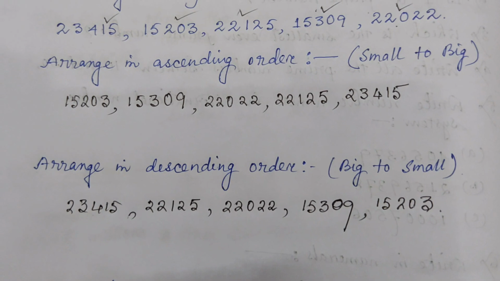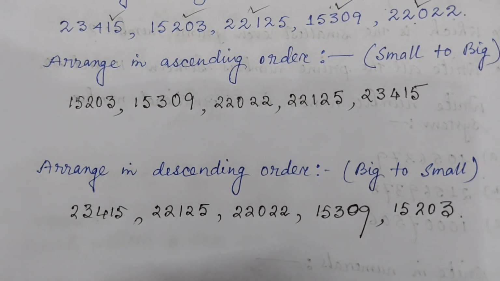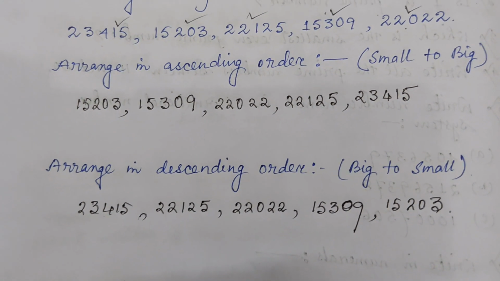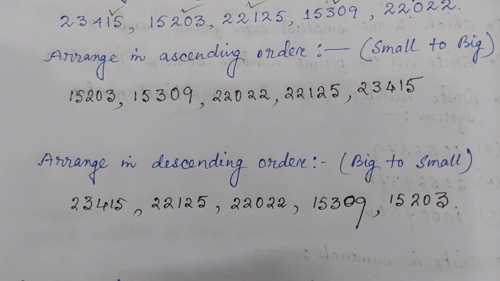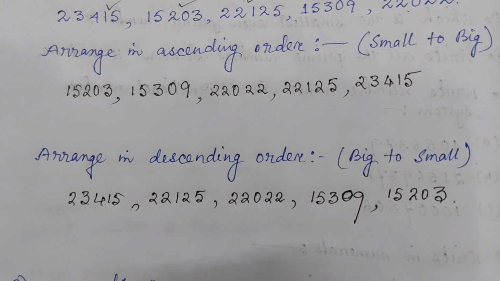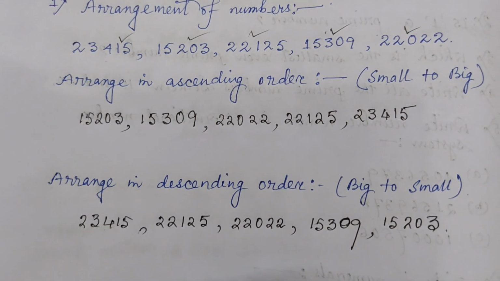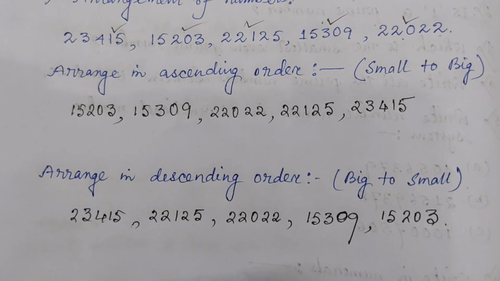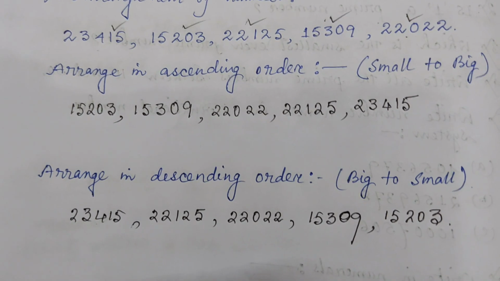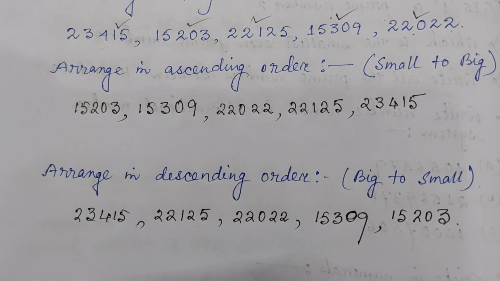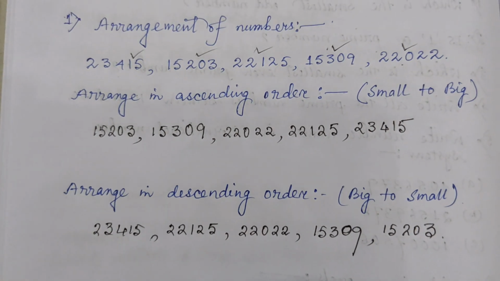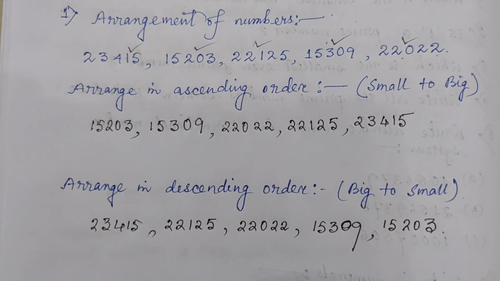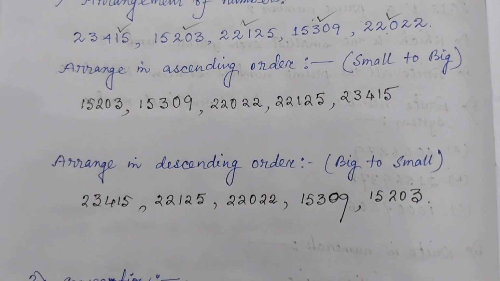So if the question is given in the form arrange the numbers in ascending order, you have to arrange the numbers from small to big. And if the question is in the form arrange the numbers in descending order or decreasing order, then you have to arrange the numbers from big to small. So in this way you can arrange the numbers.